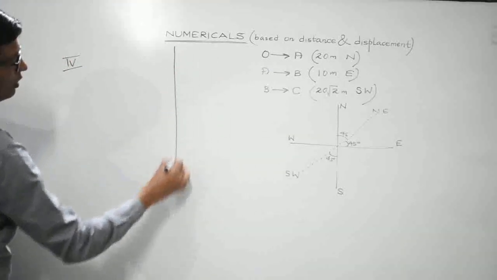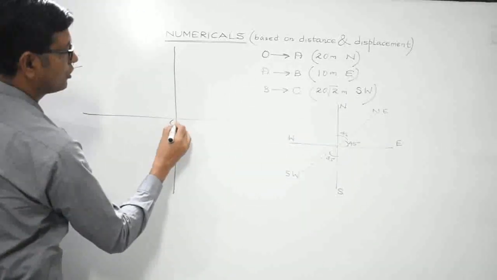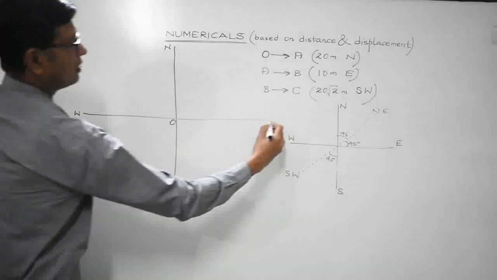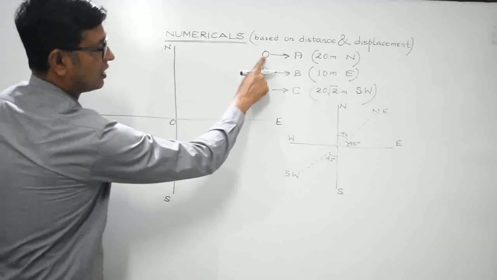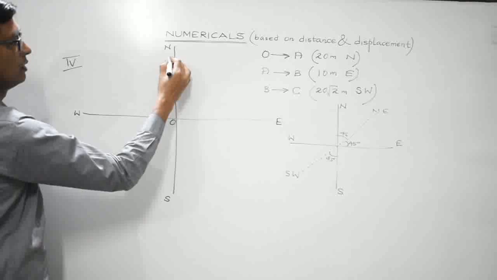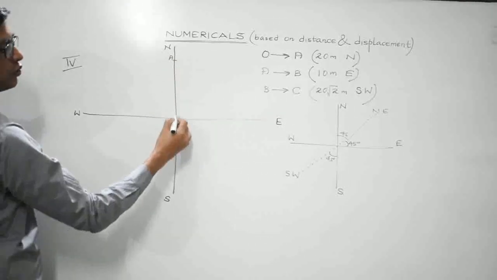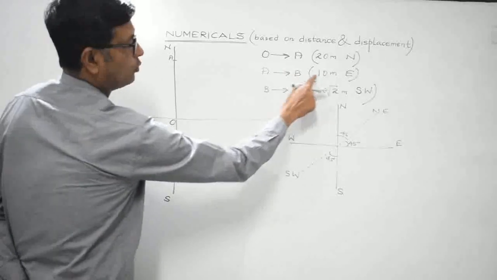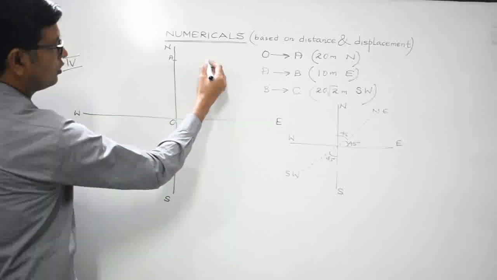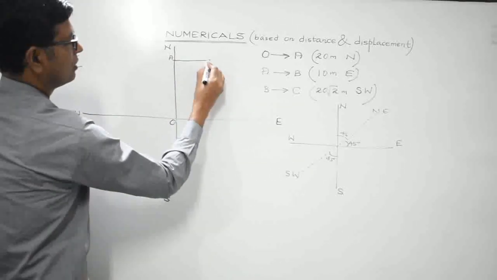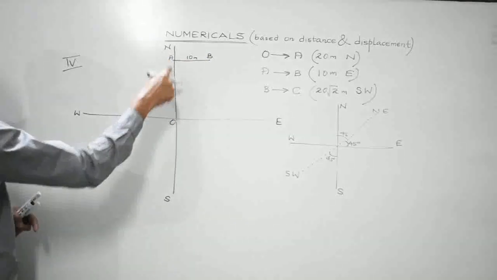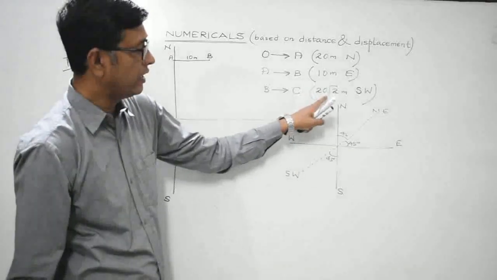So, the question is, this is the origin. This is north, south, west, east. The person starts from origin and he moves 20 meters towards north. Suppose O to A. This is 20 meters. Then A to B, 10 meters towards east. This is 20, so 10 would be half of this, somewhat over here. A to B towards east. This is 10 meters towards east. And then 20 root 2 meters southwest.